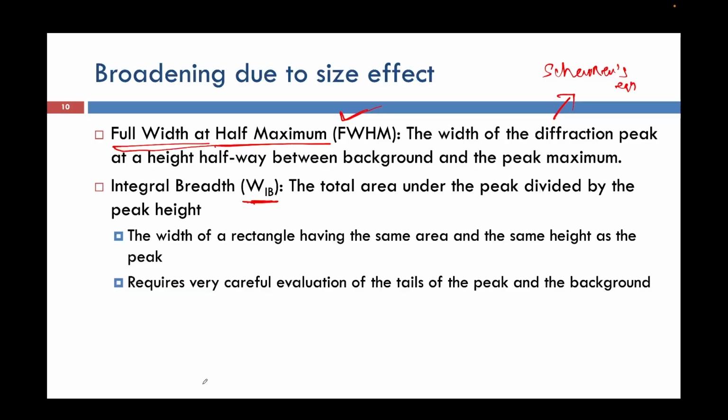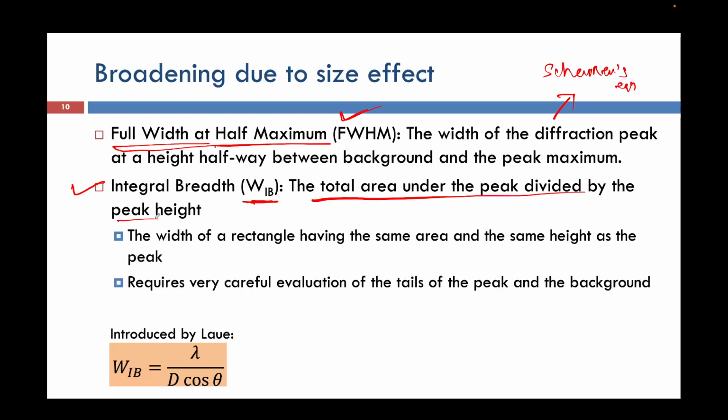if we have to calculate the broadening due to size effect, we can calculate it by determining the integral breadth. What do you mean by integral breadth? The total area under the peak divided by the peak height. This is what they said, that integral breadth will give us the correct broadening effect due to the size of the crystallite, right? So instead of using full width half maximum, we will calculate the integral breadth. And what is the significance? The width of a rectangle having the same area.